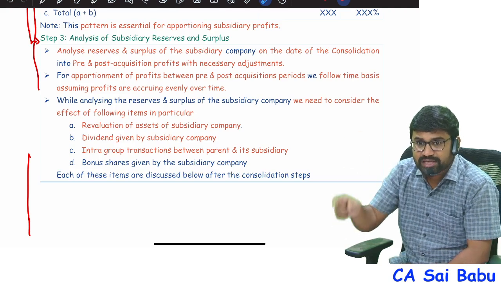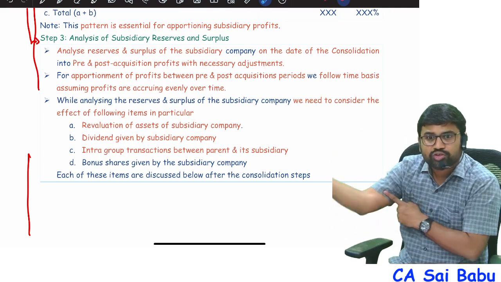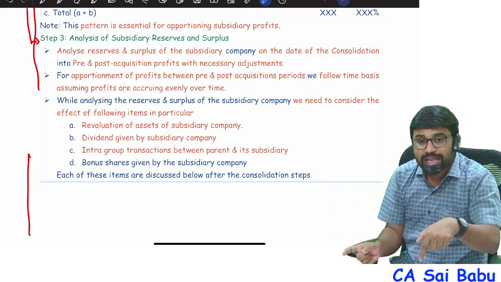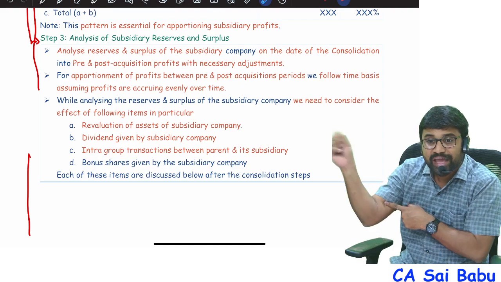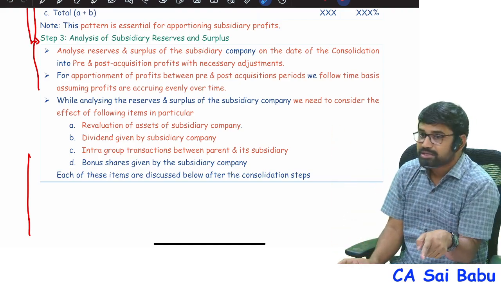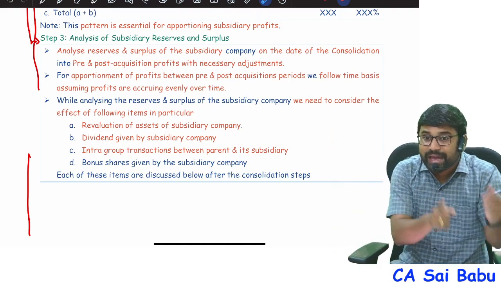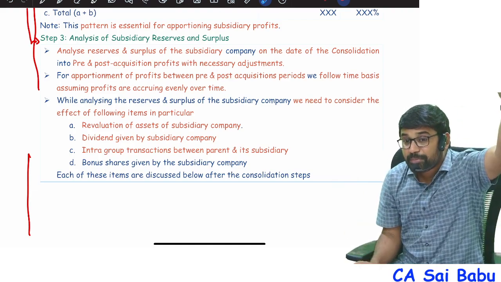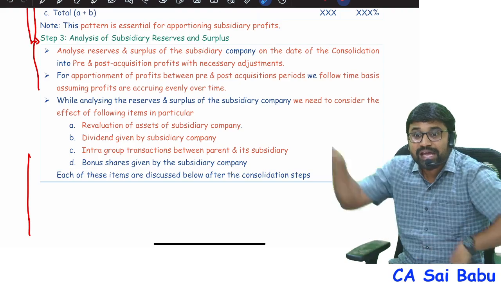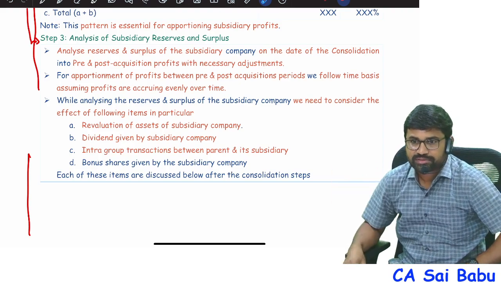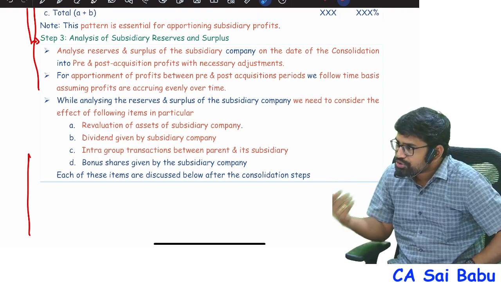Next, what is the third adjustment? Intragroup transactions. Upstream, downstream. Downstream: parent sold goods to subsidiary. Unrealized profit will be reduced from the parent company in step number 8. Upstream: subsidiary sold goods to parent. Unrealized profit will be apportioned between parent and minority interest. In step number 5, minority interest. In step number 8, parent company. Consolidated reserves. Sir, you understood?